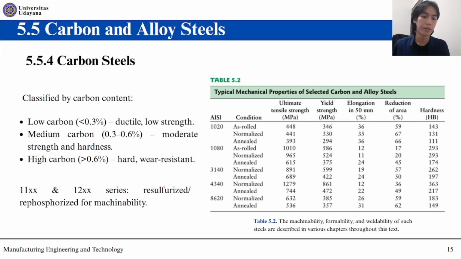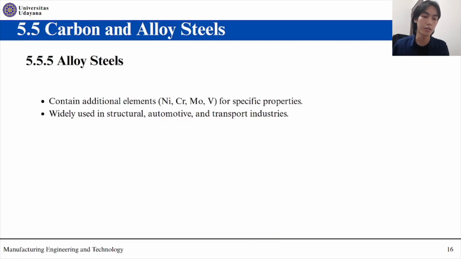carbon steels are divided based on their carbon content. Low carbon steel has less than 0.3% carbon, is very ductile and easy to form. Medium carbon, high carbon, above 0.3 until 0.7%. Next is alloy steel. Alloy steel contains additional elements such as nickel, chromium, molybdenum, and vanadium, which give specific mechanical or corrosion resistant properties.